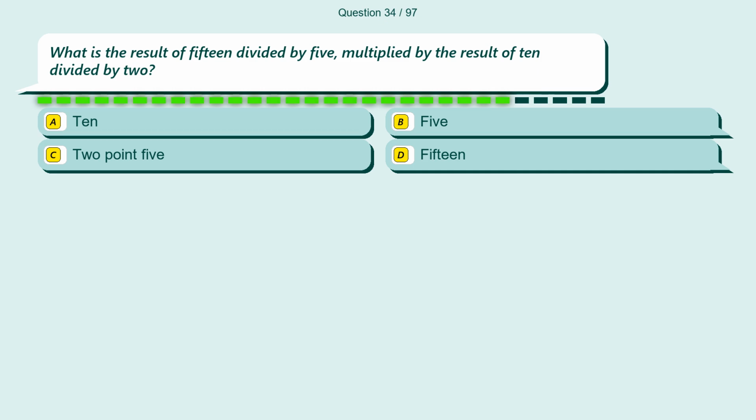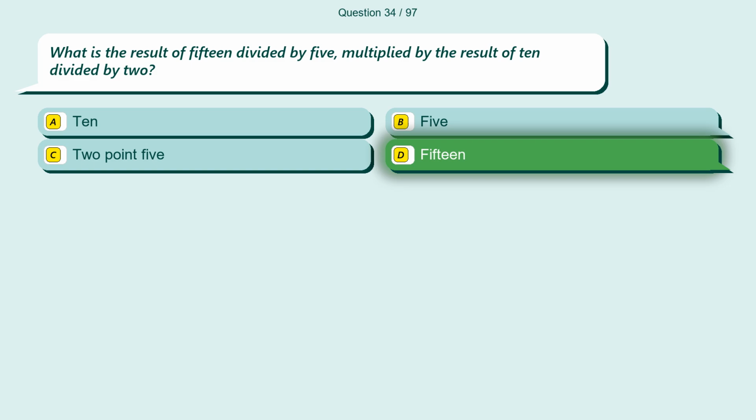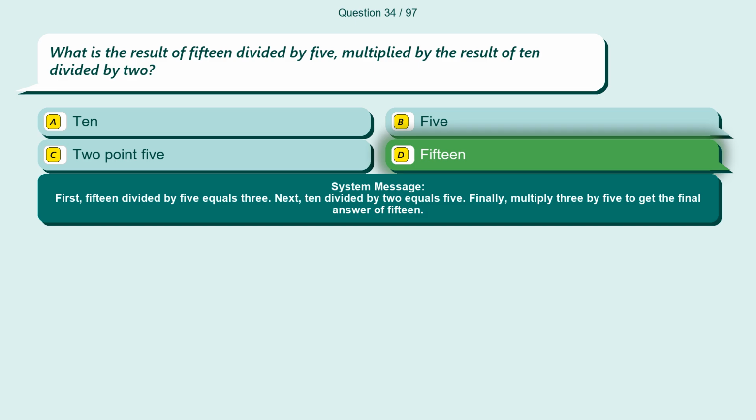Question 34. What is the result of 15 divided by 5, multiplied by the result of 10 divided by 2? Option A, 10. Option B, 5. Option C, 2.5. Option D, 15. The correct answer is option D, 15. First, 15 divided by 5 equals 3. Next, 10 divided by 2 equals 5. Finally, multiply 3 by 5 to get the final answer of 15.